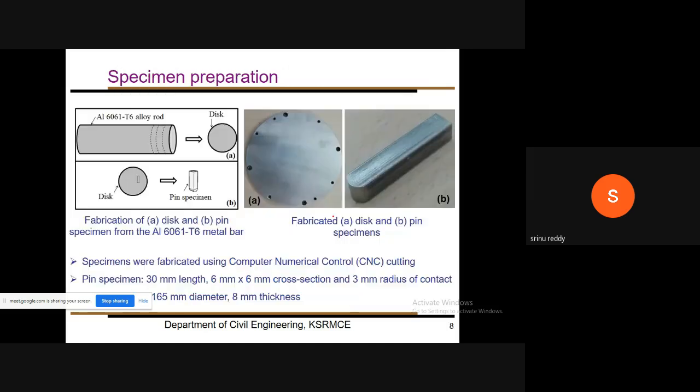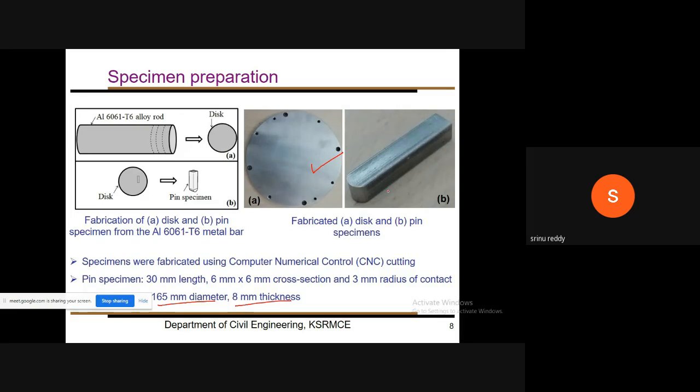Most of the content is aluminum. Later, for specimen preparation, we purchased an aluminum cylinder. From that we made the disc and pin specimens for the experiments. The size of these specimens depends upon the equipment we are using, and on the equipment company. So in this study, we have used a 160 mm diameter disc specimen, 8 mm thick. That is the specification the equipment company gave, and we made the specimens accordingly. The pin specimens I have shown in a magnified way.